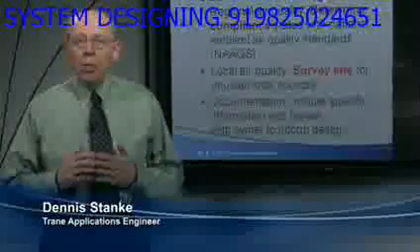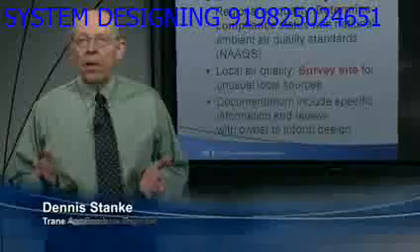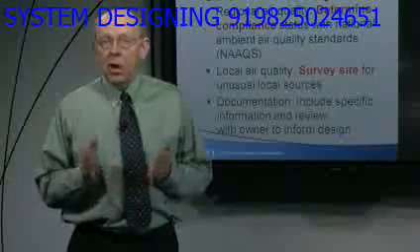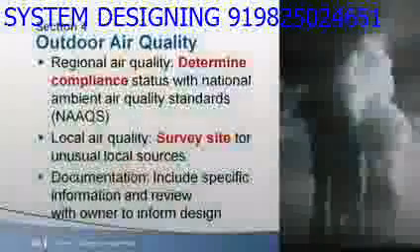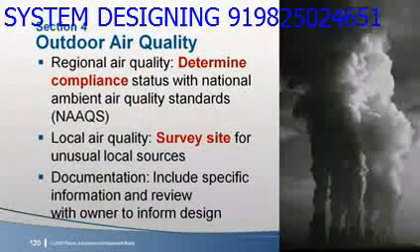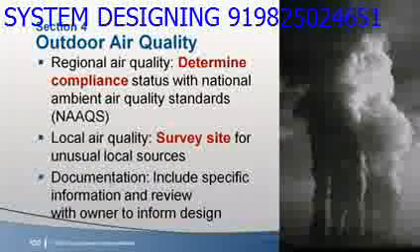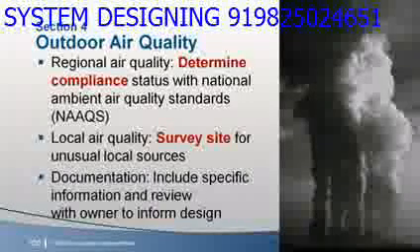Okay. Section 4 addresses outdoor air quality. It requires designers to assess the outdoor air both regionally and locally. The regional compliance status with the National Ambient Air Quality Standards must be determined. In the U.S., compliance status is either attainment or non-attainment with the national standard for criteria contaminants. Go to the EPA website to look up the status for each outdoor contaminant in the region of the building site.